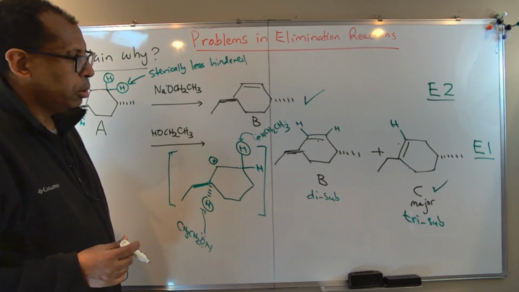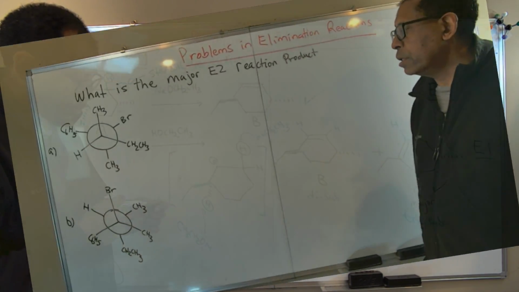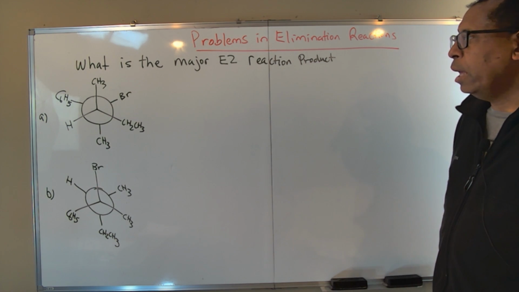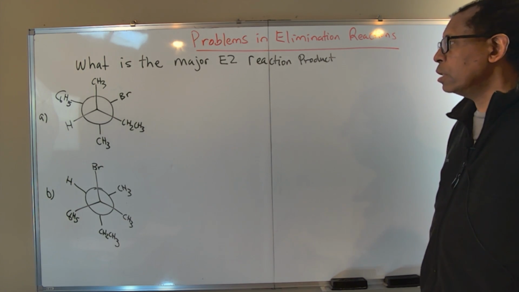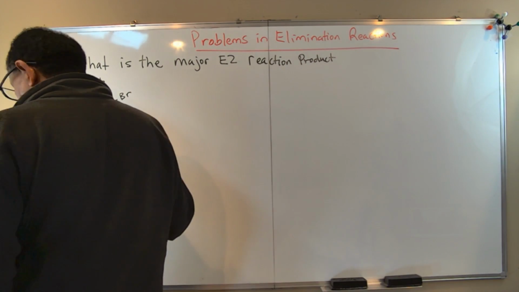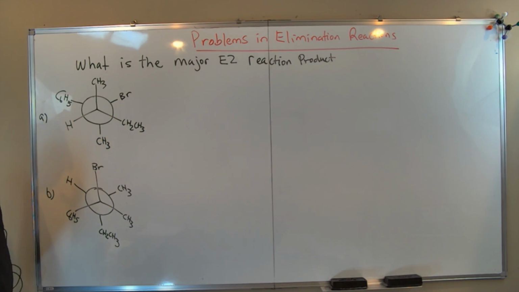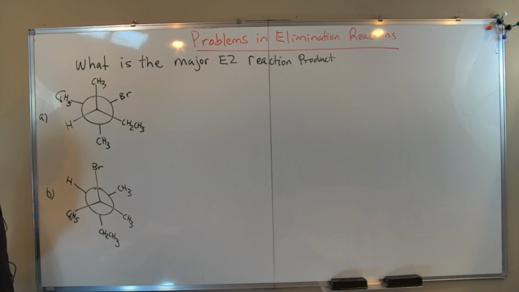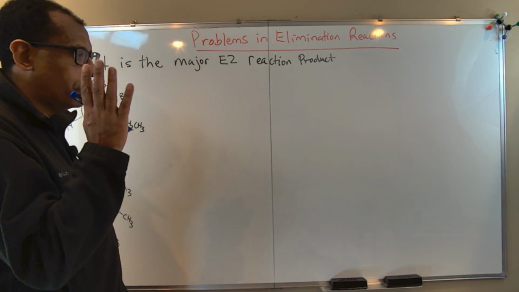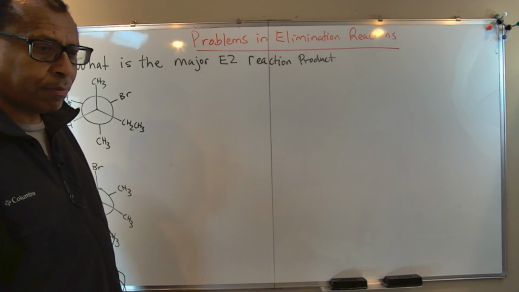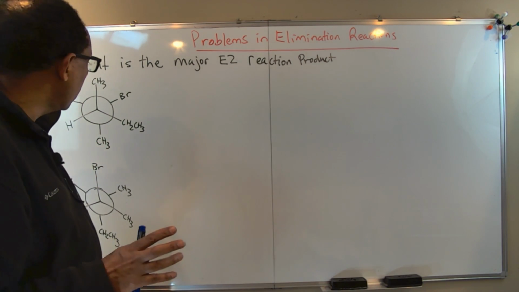Okay, we're going to continue more on. Okay, we have an interesting question which encompasses different concepts. The question is, what is the major E2 reaction product for these two, reaction A and reaction B? Here you see these two compounds are presented as a Newman projection. This is very far back in the chapters, mostly in the introductory part of our organic chemistry course.